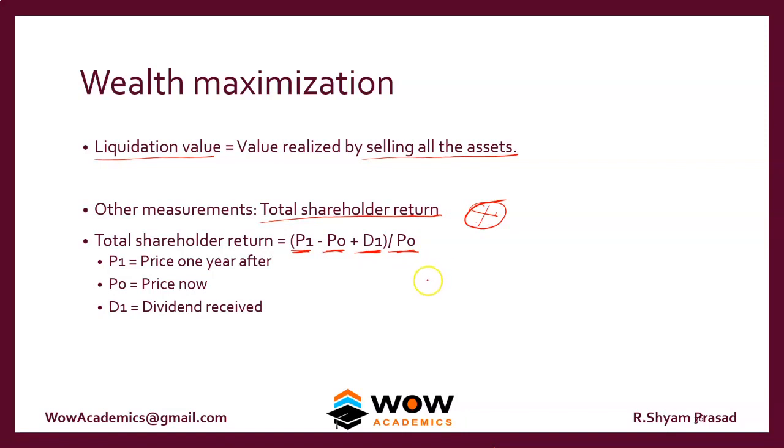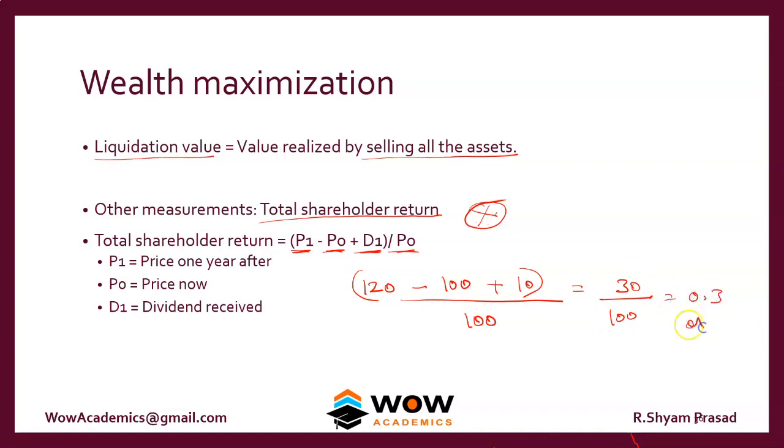Assume that you have bought a share. The price of that share is 100 rupees. That is P0. The share price has become 120 rupees in 1 year, plus you got a dividend of 10 rupees. So the total comes to 30 rupees divided by 100. That gives you 0.3 or 30% profit. That is called shareholders return. We can also measure the company's wealth maximization through total shareholders return.